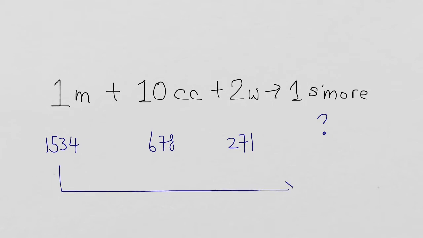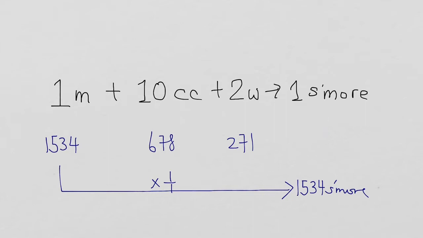You said if you have 1,534 marshmallows, that will allow you to make 1,534 s'mores. And that's because 1 marshmallow makes 1 s'more. So the ratio you multiply by is 1/1.